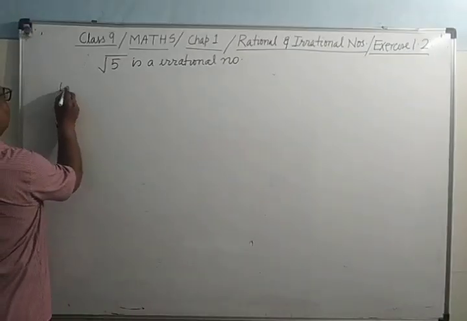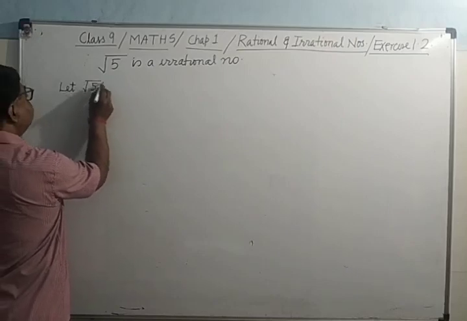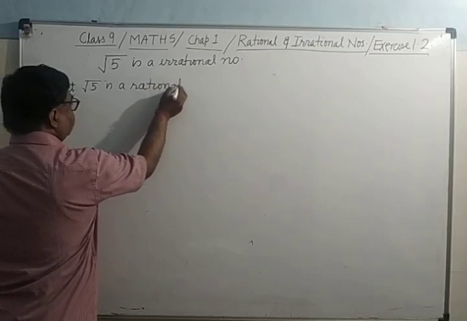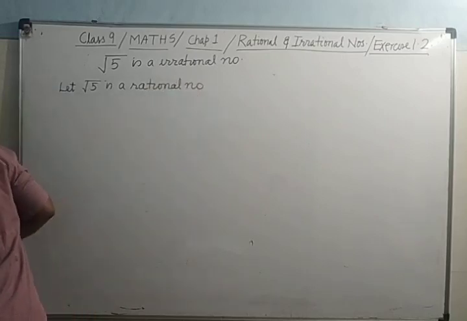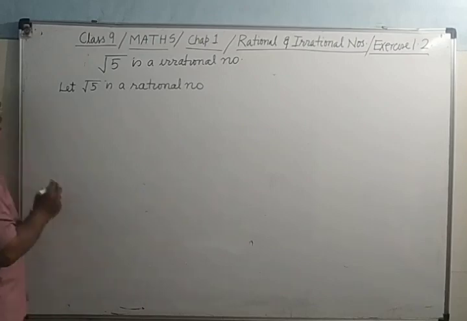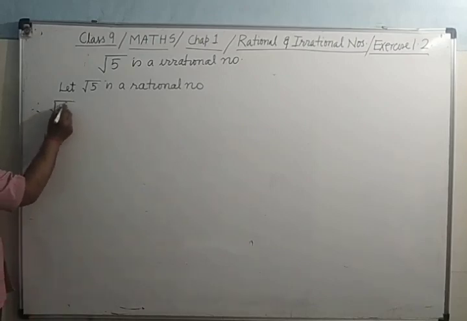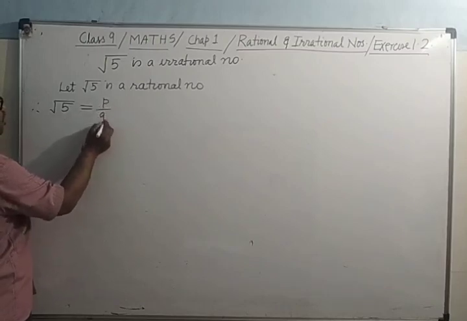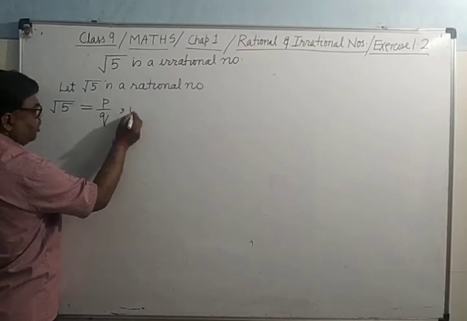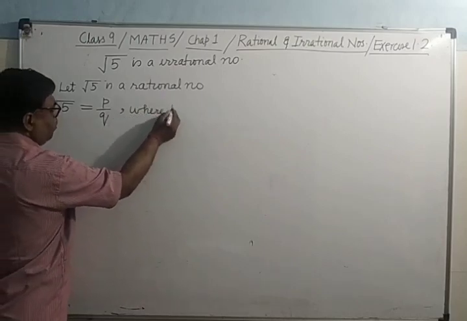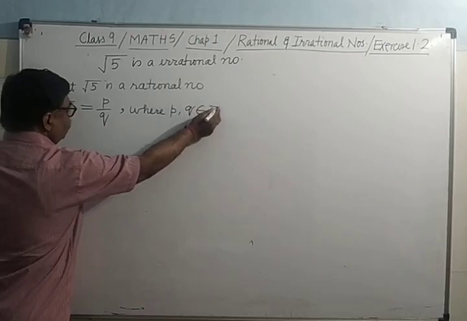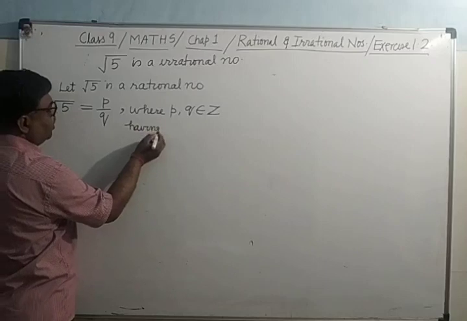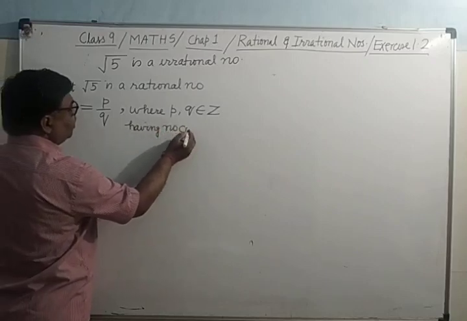So assume, let root 5 be a rational number. This we have assumed, that it is a rational number. Therefore, root 5 can be written in this form, P upon Q, where P and Q belong to integers having no common factor.